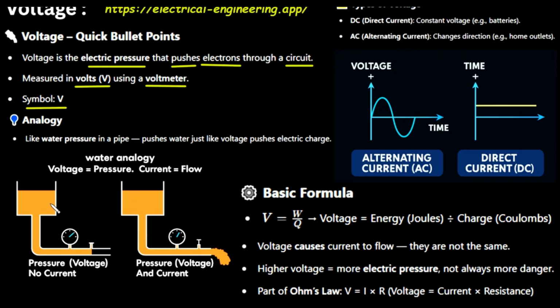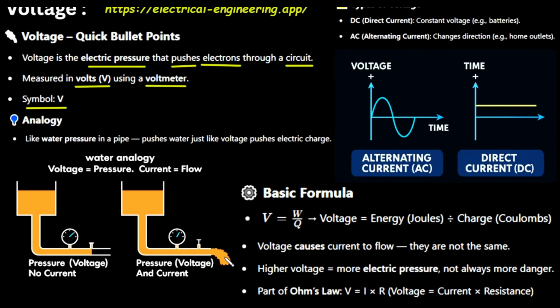Look at the first diagram on the left. We have a tank full of water, representing stored energy. There's a pressure gauge, but the valve is closed. This shows that there is pressure, or voltage, but there is no flow, or no current. The potential is there, but nothing is happening yet.